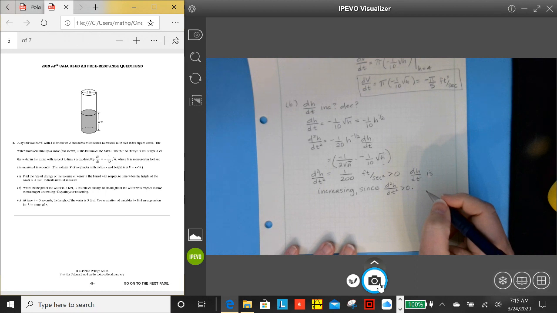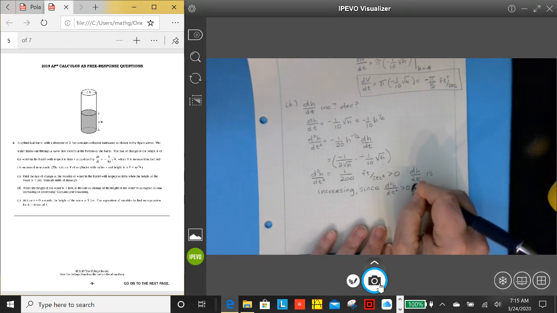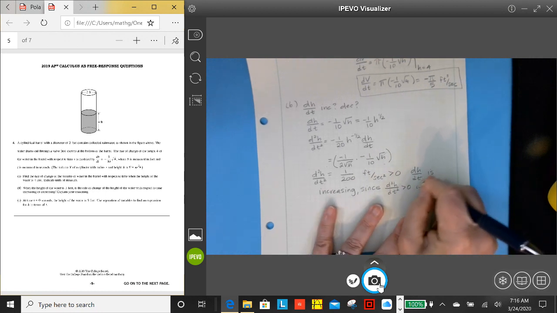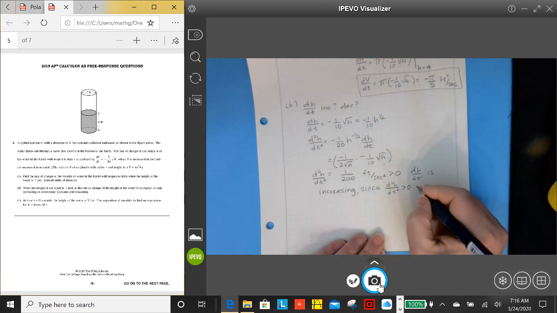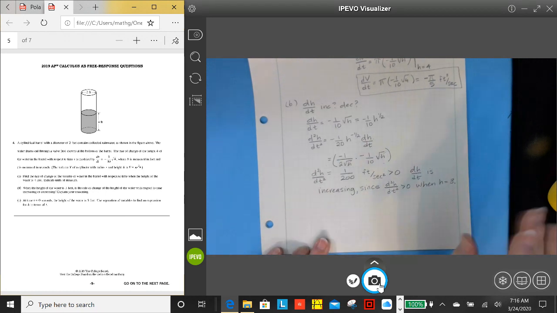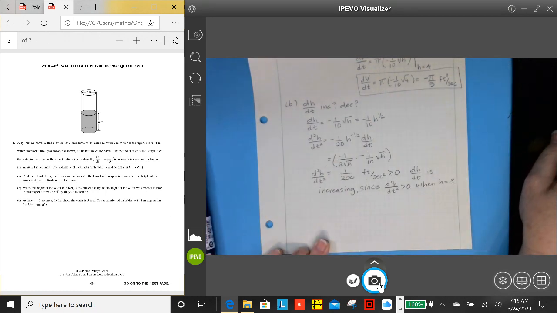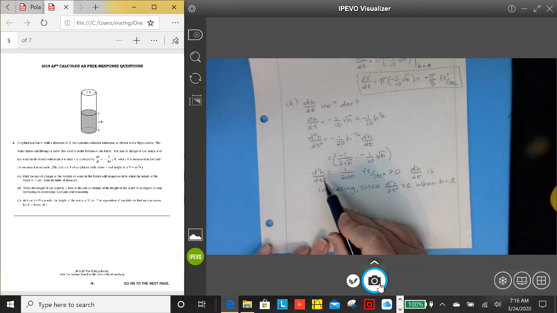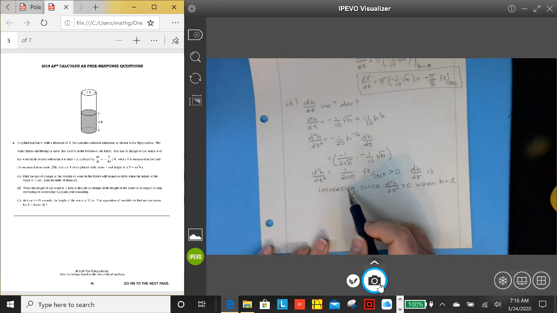Now, I should probably say at, or when, h is equal to 3. Okay, now, does it matter if h is 3 or 7 or 100? No, it doesn't, does it? Because the second derivative of h with respect to t is always constant. So that's pretty cool. All right. There we go.